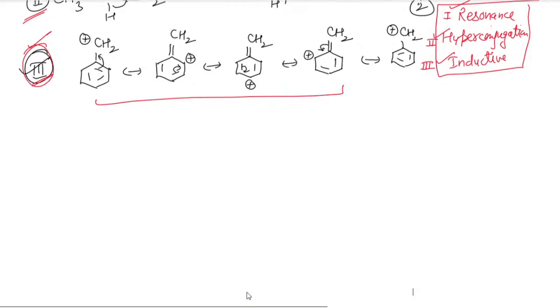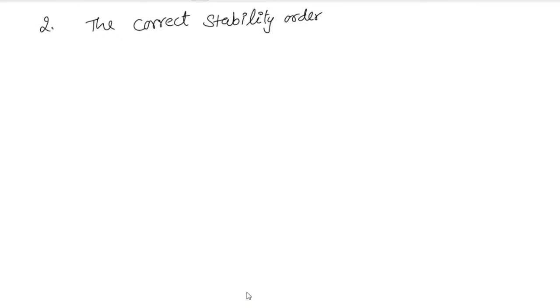Okay, next, second question. Write down the correct stability order of the following resonance structures.